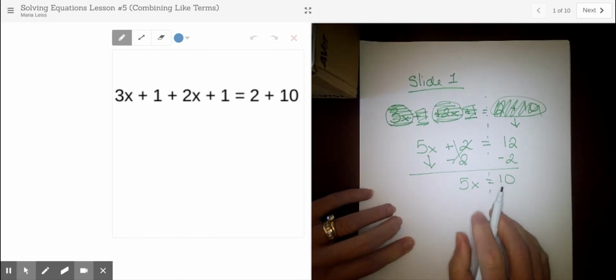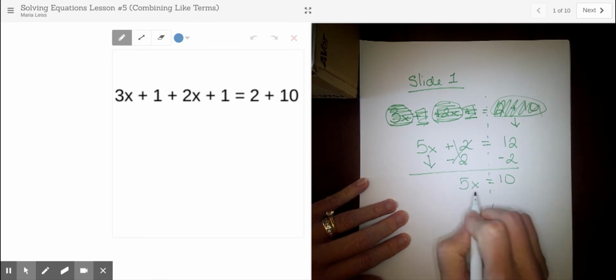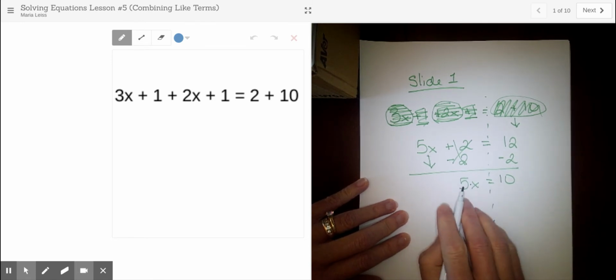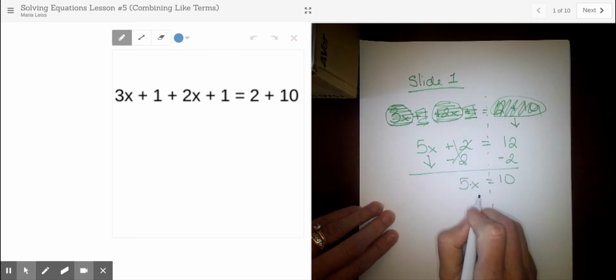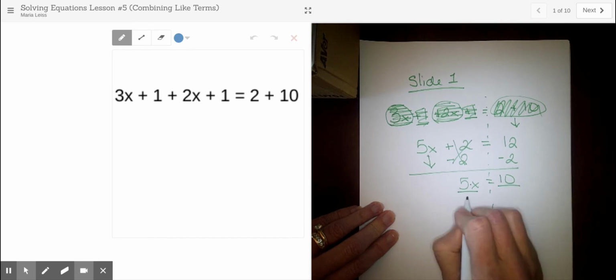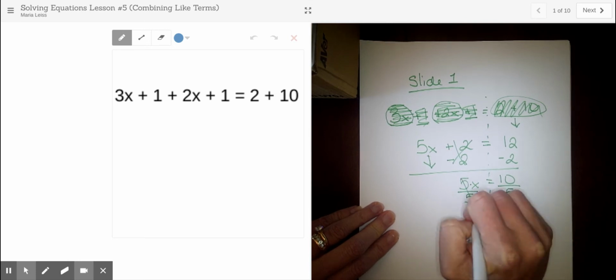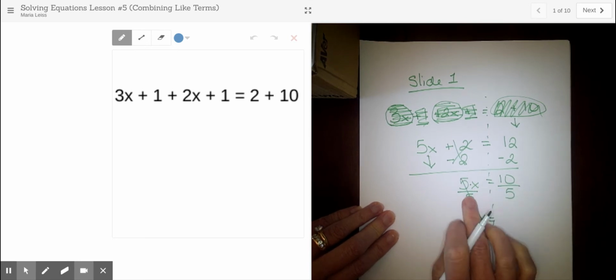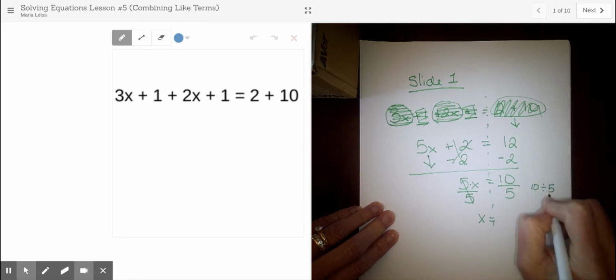Now, some people still get stuck right here. Remember, this 5x is the same thing as 5 times x. How do I undo multiplication? The only operation to undo multiplication is division. In algebra, we show division by making a fraction. So I'm going to divide both sides by the 5. That leaves me with an x over here, and 10 divided by 5 gives me 2.